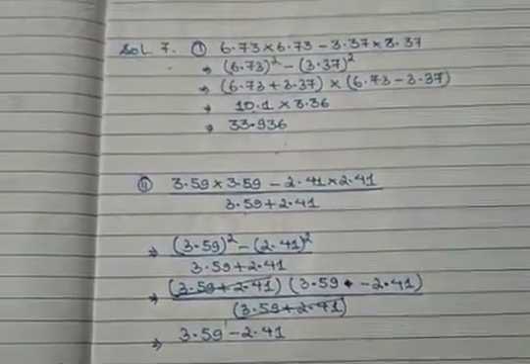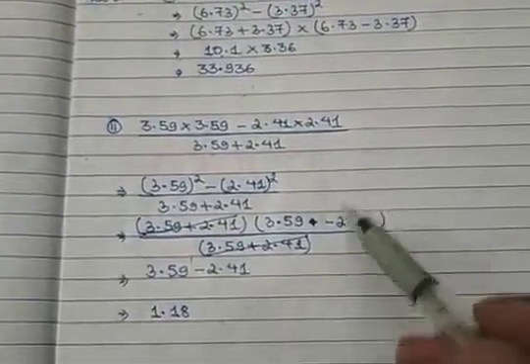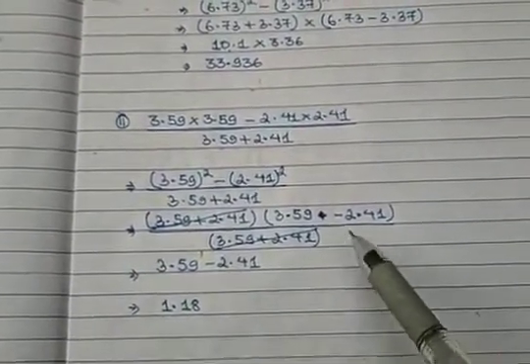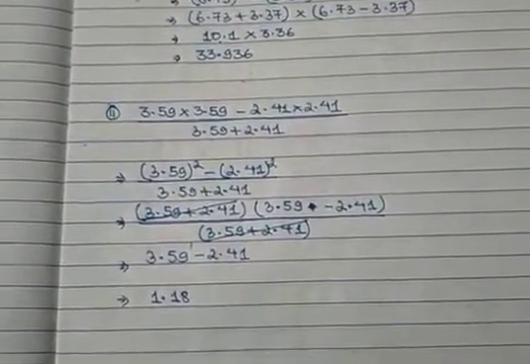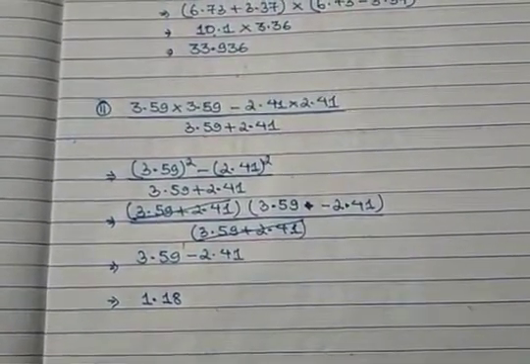Now the remaining sum of this particular question is similar to this one, so I wanted to solve it as well. So what's left? 3.59 minus 2.41. After subtracting the terms, what do I get? I got my result as 1.18.